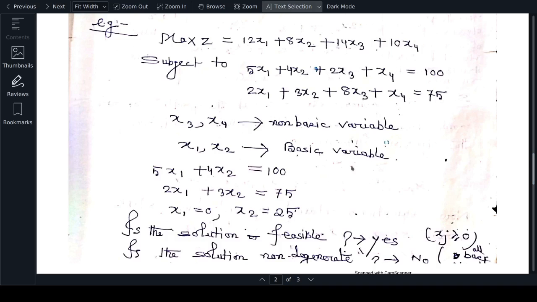Clear? Yes, sir. Both scenarios, the answer will be correct, right? Even if in one case it is degenerate and in the other non-degenerate. This is for our assumption, because this is our consideration. Generally, we cannot solve it by hand if there are four variables.